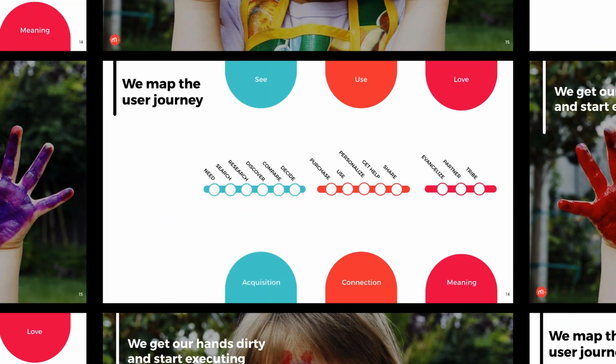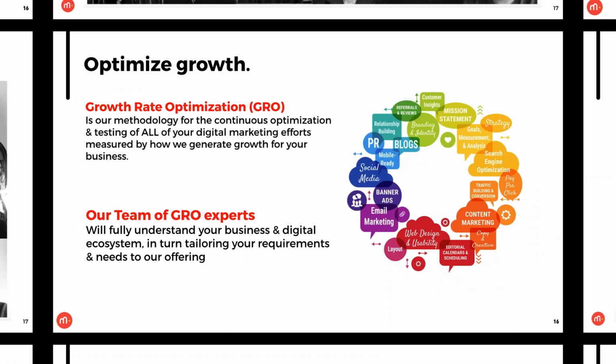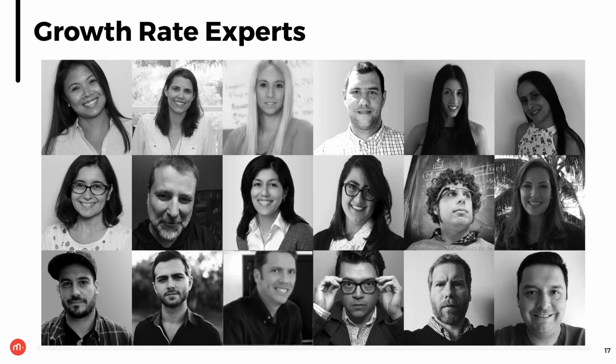So by now, all of you are familiar with the idea of conversion rate optimization. And at Multiplica, we go for growth rate optimization. And I want you to remember that from today as continuous optimization and testing to generate sustainable growth for your business. And of course, our team of growth rate optimization experts fully understand your business and your digital ecosystem to really hone in on what requirements you need when it comes to testing. And of course, at Multiplica US, we have a team of growth rate experts that are truly dedicated to finding out what works best for your users when it comes to growth rate.